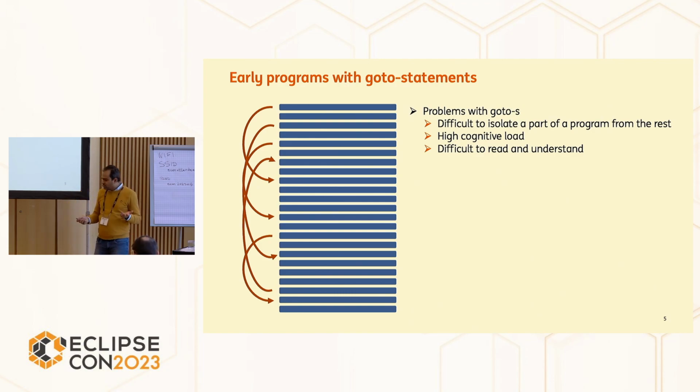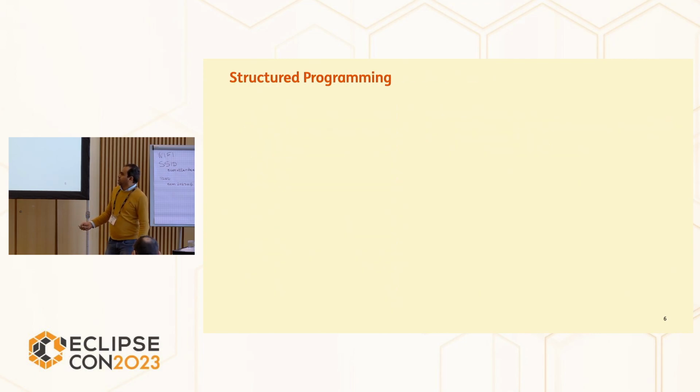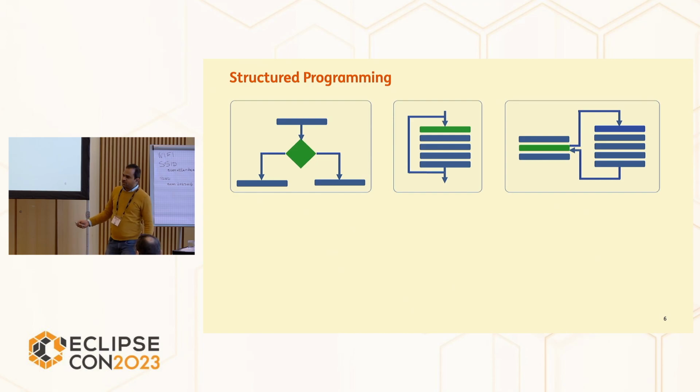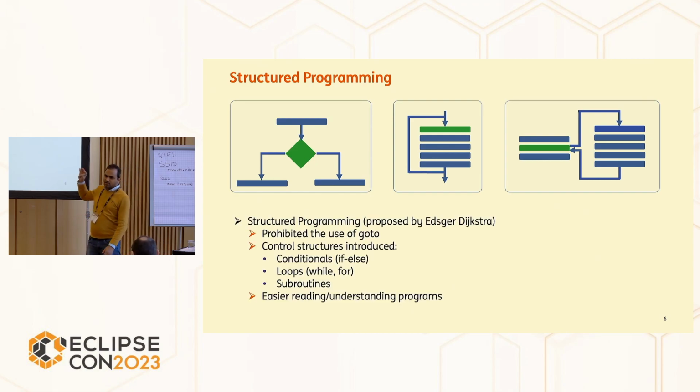Now, this was solved by using an approach called structured programming, which was introduced by Edsger Dijkstra. Structured programming introduced these three control structures. So what it did was it prohibited the use of goto, and it introduced these control structures for conditionals, loops, and subroutines, and also made programs easy to read and easy to understand.